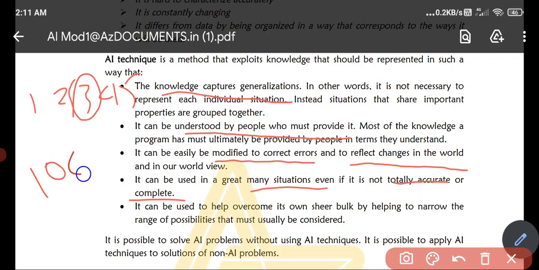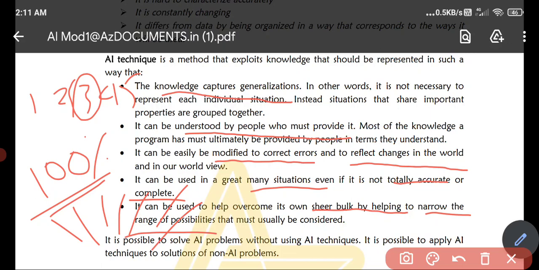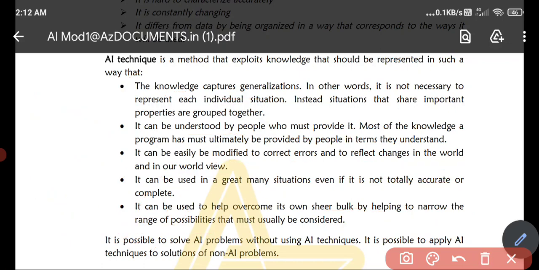Even if it is not 100% accurate, it will be applied to most situations. And the next one is that it helps overcome the sheer bulk by narrowing the range of possibilities. So if we have thousands of ways, it will identify the optimal or best solution. So the bulk of solutions is reduced to a narrow range of possibilities. That is the next one.